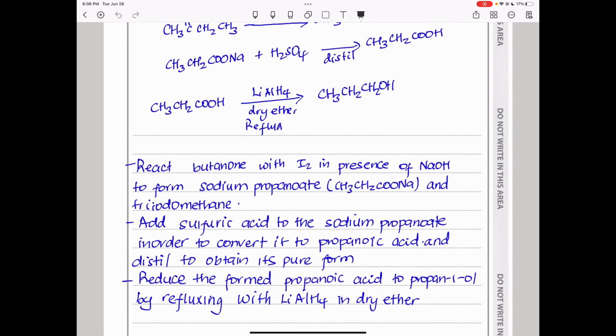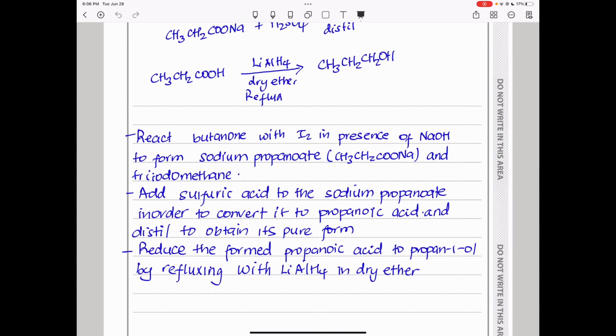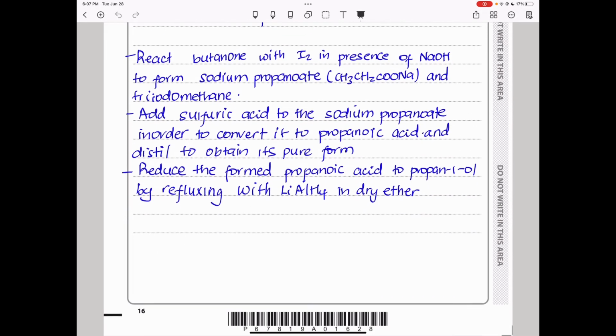So I said, react butanone with iodine in the presence of sodium hydroxide to form sodium propanoate and triiodomethane. This is decreasing the carbon chain. Then add sulfuric acid to the sodium propanoate in order to convert it to propanoic acid, and distill to obtain its pure form. You want to have purity. Then reduce the formed propanoic acid to propan-1-ol, refluxing using this reducing agent in dry ether. Every time you use LiAlH4, you have to use dry ether, because if you use conditions that have water, the LiAlH4 could react with the water and cause different reactions to occur instead of a reduction reaction.